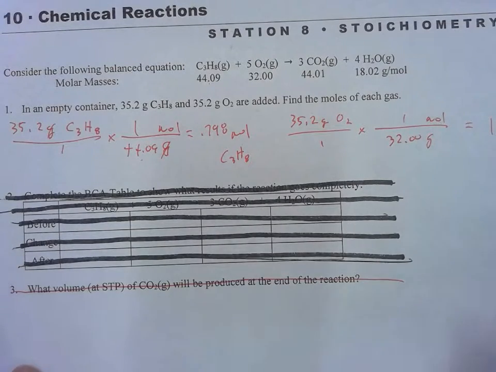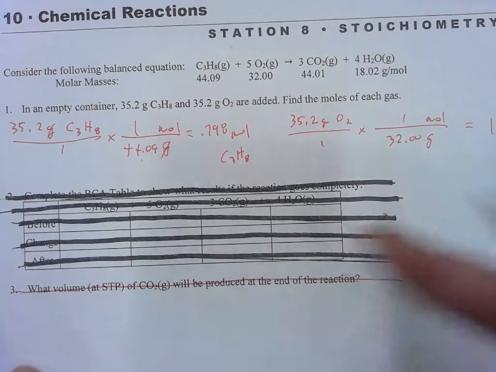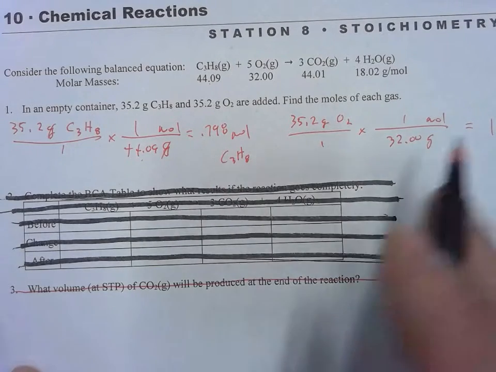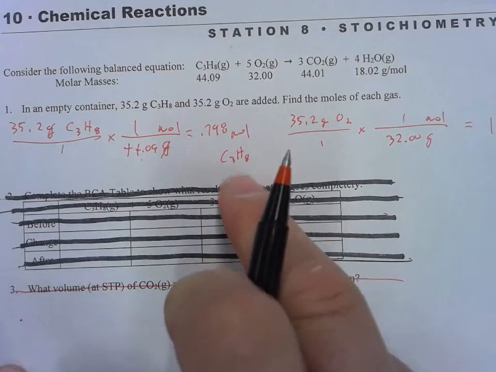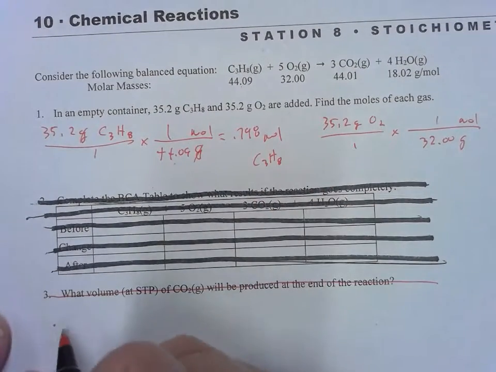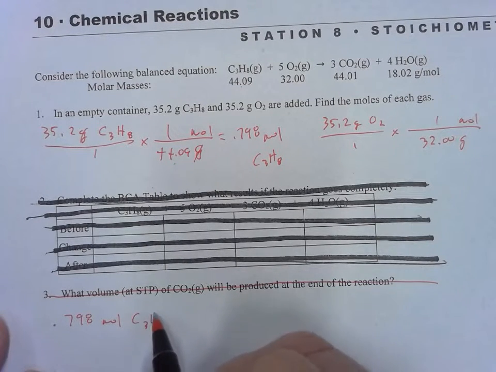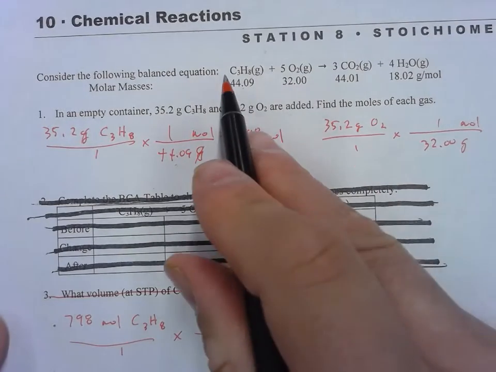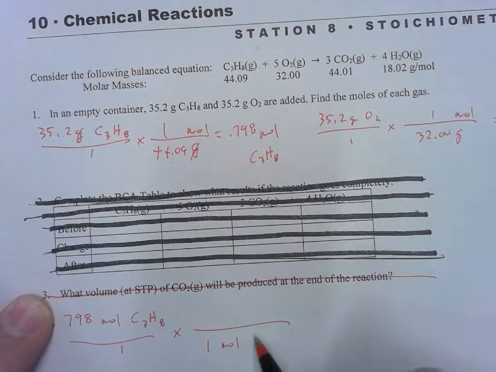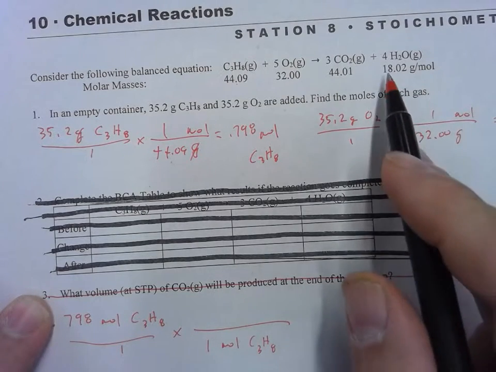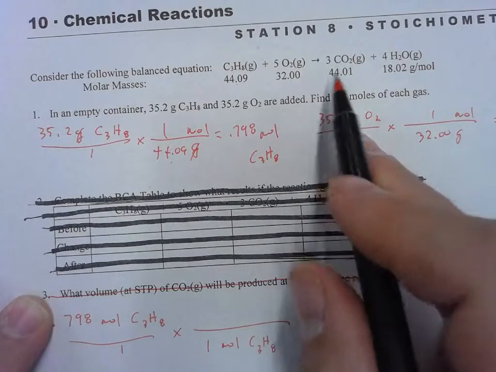Some of you might have taken one of these two and run the reaction. You might have said 0.798. Here's how you would do it. If we found out that we're going to use this number here, 0.798 moles of C3H8, over 1, and then you look at the mole to mole ratio. 1 mole of C3H8 to 3 moles of CO2.